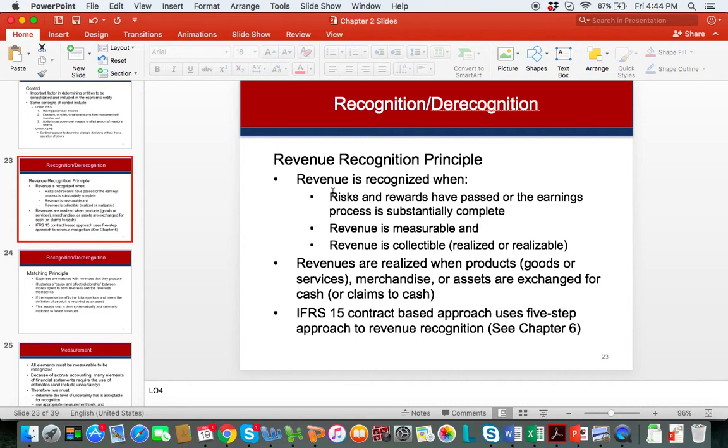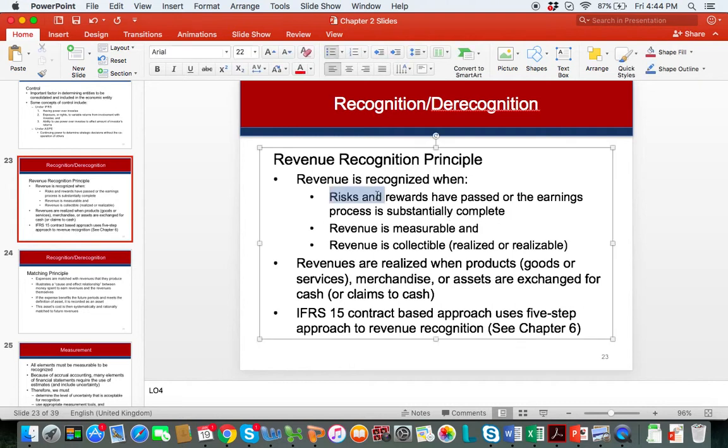Then and only then you'll recognise it as revenue on your balance sheet or on your income statement. So the risks and rewards have passed, or the earnings process is substantially complete. The risks and rewards have passed from you to the patron in Vancouver who has bought the bike and left the bike store with it. The revenue is measurable, so say we're charging $1,000 for our bike, and the revenue is collectible. So the bike store in Vancouver has collected that revenue on your behalf.